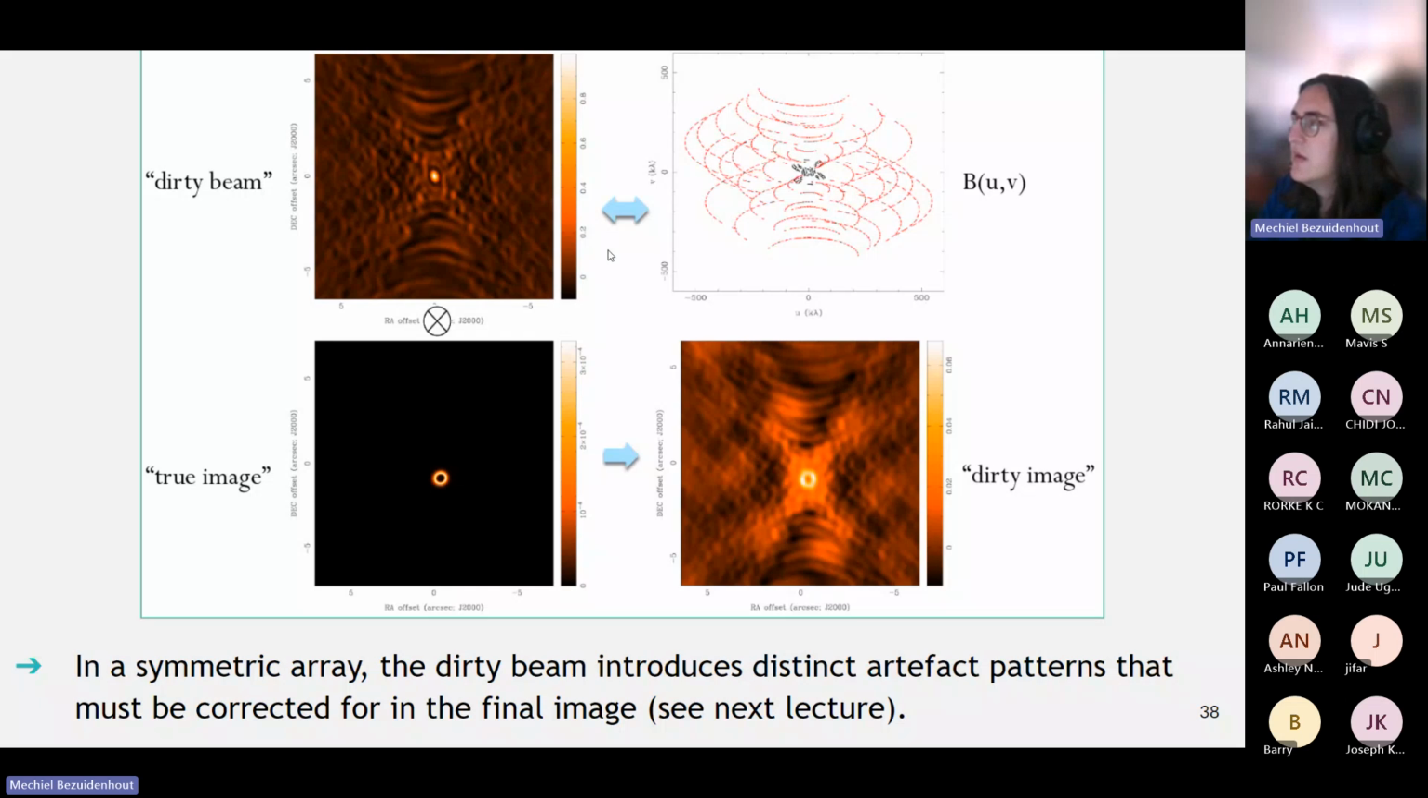I can't remember which telescope this is with, but on the top left, you have the dirty beam, which is the Fourier transform of the UV coverage. And if you convolve that with the true image of the source, what the image actually looks like, this is the dirty image that you get back. So in a symmetric array, the dirty beam induces distinct artifact patterns that must be corrected for in the final image.